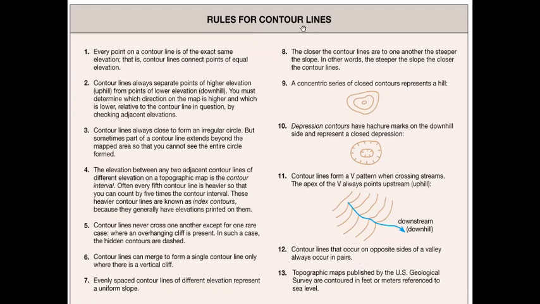So the rules for drawing the contour lines: every point on a contour line is of the exact same elevation, that is, contour lines connect points of equal elevation. Whenever you have a contour map, every point on each line has the same elevation. So that's rule number one. Contour lines always separate points of higher elevation from points of lower elevation, so uphill points from the downhill points, and you must determine which direction on the map is higher and which is lower relative to the contour line in question by checking the adjacent elevation.